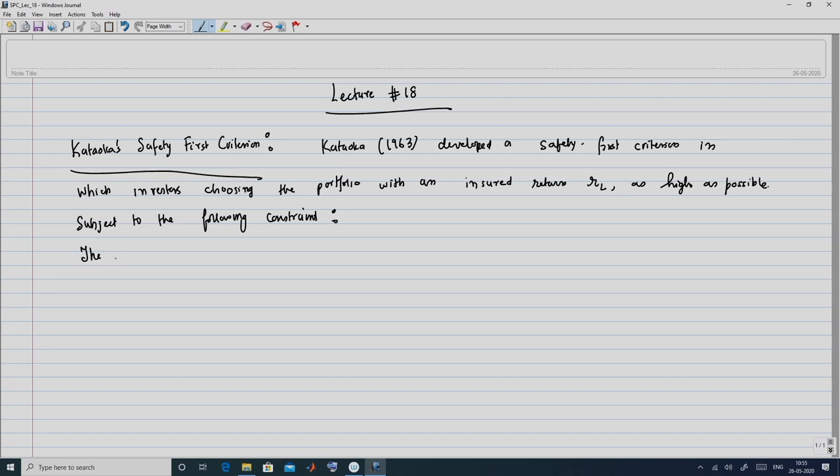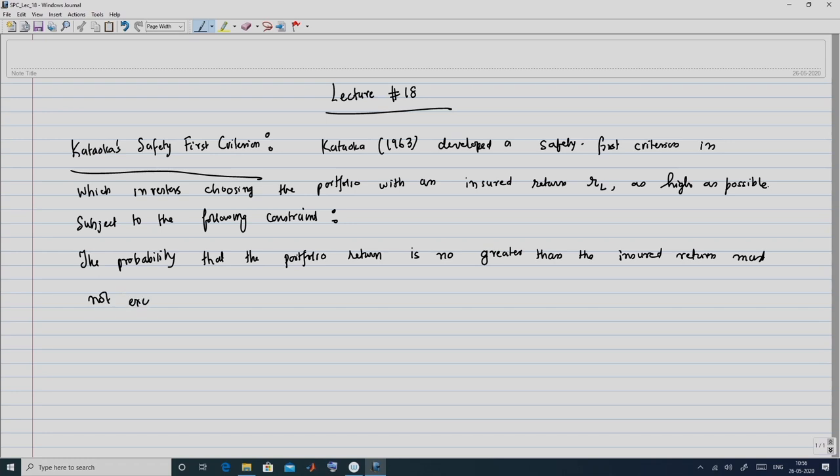the constraint is the following: that the probability that the portfolio return, that means the portfolio that has been actively managed, is no greater than the insured return must not exceed a predetermined level denoted alpha.